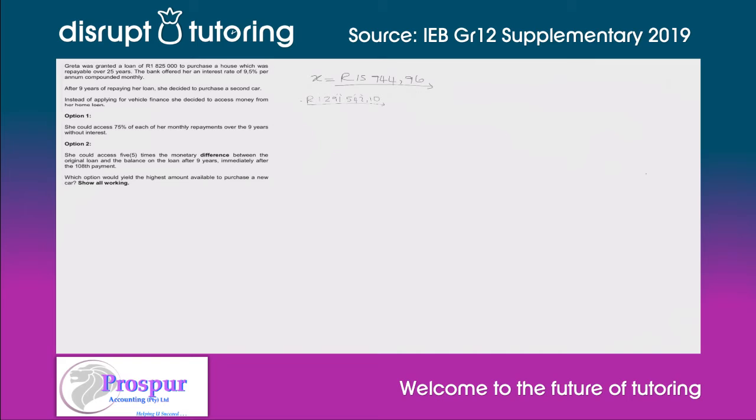Right, so let's move on to option 2 now. And this is where we need to do a bit of work. They've said to us, she could access 5 times the monetary difference between the original loan and the balance on the loan after 9 years, immediately after the 108th payment, which means we won't need to grow anything after that 108th payment.